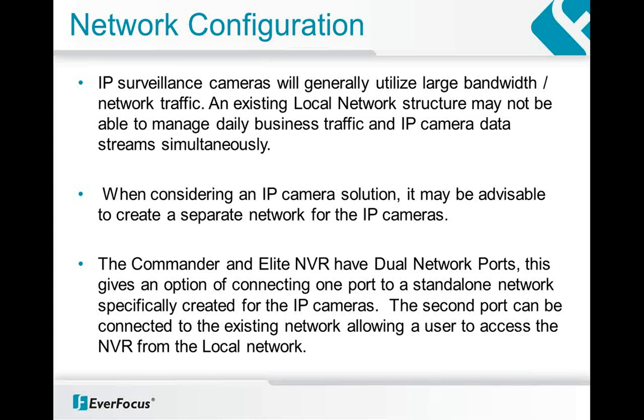When considering an IP camera solution, it may be advised to create a separate network for the IP cameras. The Commander and the Elite have dual network ports. This gives an option of connecting one port to a standalone network, specifically created for the IP cameras. The second port can be connected to an existing network, allowing the user to access the NVR from a local network.